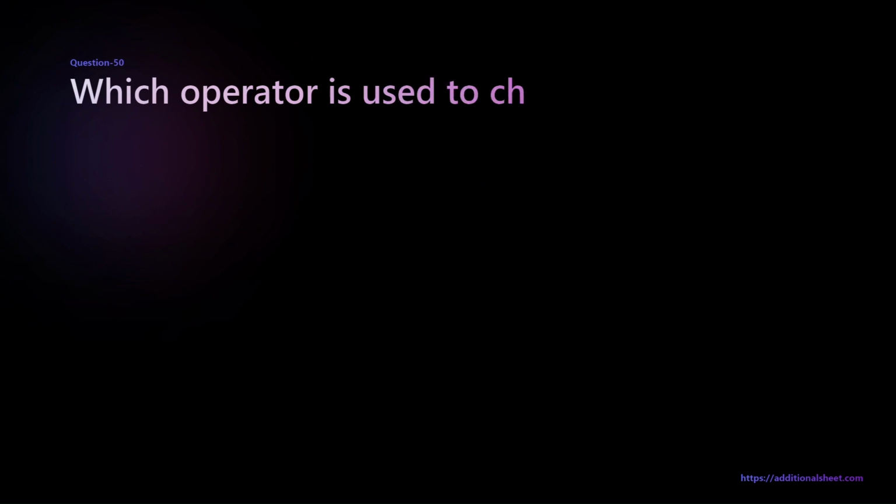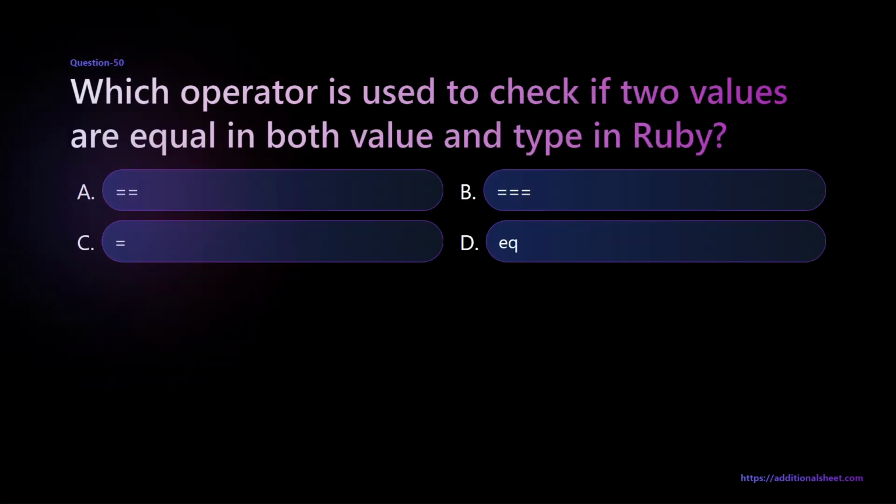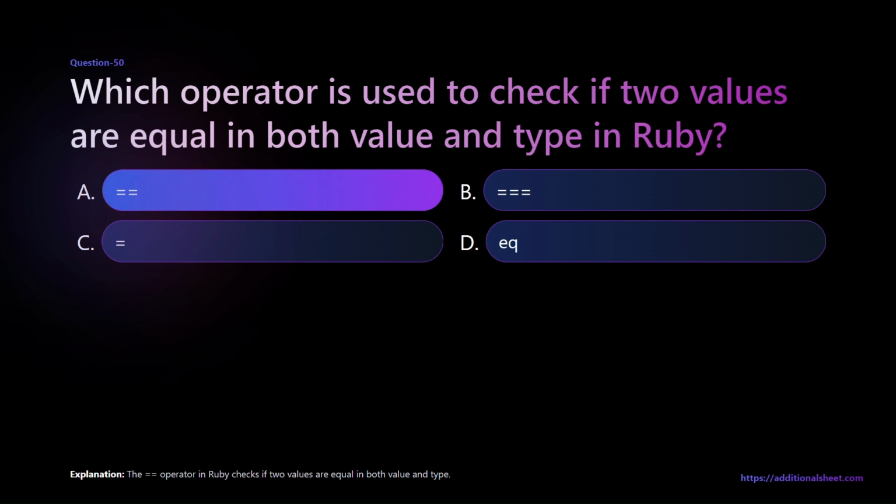Which operator is used to check if two values are equal in both value and type in Ruby? Option A, ===. Option D, eql?. The correct answer is option A.